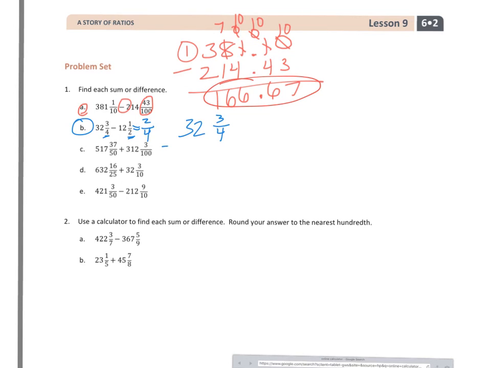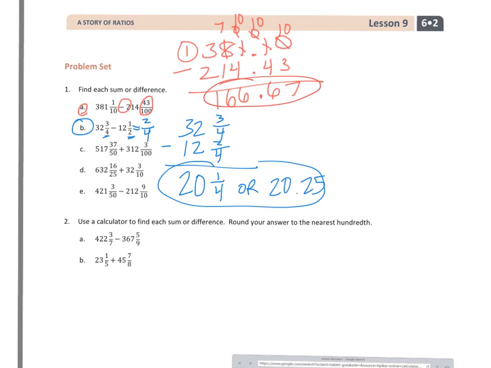So 32 3/4, and I'll do this vertically. 12 and 2/4. I have to have a common unit to subtract these, and I do now. I have fourths. And 3 take away 2 is 1/4. I have to keep my denominator, and then I can just subtract like normal for those other whole numbers. So 20 and 1/4, which is the same as 20.25. So there's two different ways to look at it, decimals and as fractions.